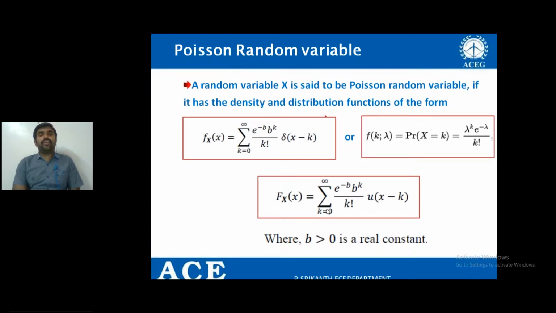Or the distribution function can be represented in terms of unit step functions, u of x minus k, right? The probability value remains the same, right? Where b is a real constant, and b cannot be a complex or imaginary value, and always it is a positive real constant. It should be a positive value. The mean value must be positive.